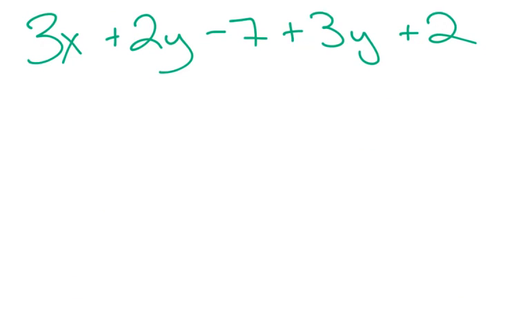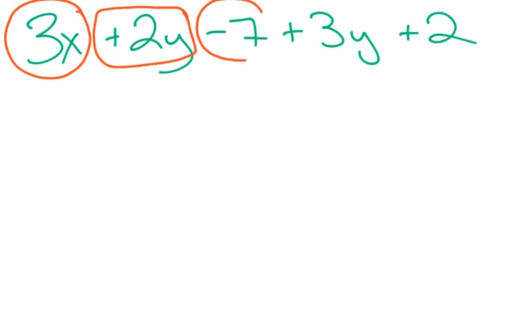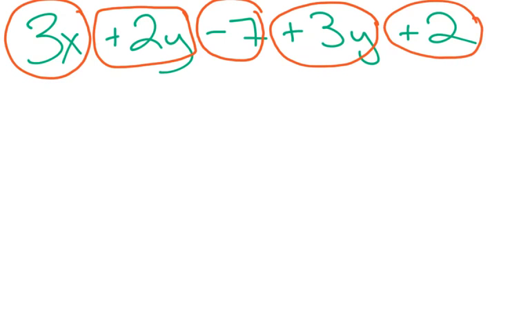Let's start by circling off my exact terms. I want to make sure that I keep every symbol, every number, every variable in some circle. Here's 3x. I'm not going to leave 2y by itself. I'm carrying that symbol before it. I'm not leaving 7 by itself. I'm including that minus sign before it. 3y must have that plus in front of it, and 2 must have that plus in front of it.